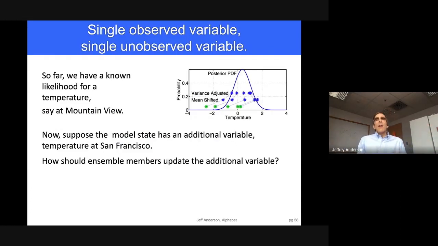So it turns out that without loss of generality, I can get the complete Ensemble Kalman filter for an unlimited number of state variables by just saying that I have a single observed variable and looking at its impact on a single unobserved variable. So for example, maybe my observations are at Mountain View, and I have a model that also predicted the temperature this morning at San Francisco. I want to update that ensemble estimate at San Francisco.